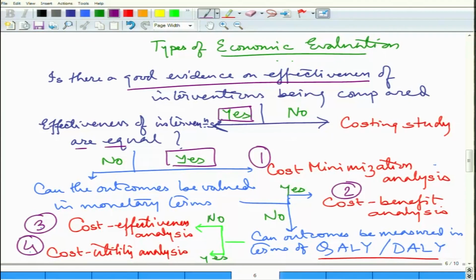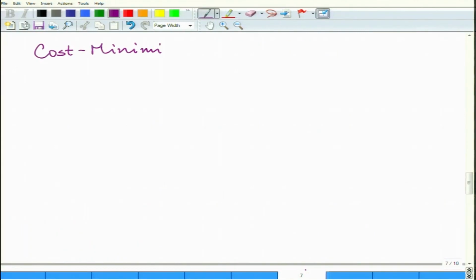That means our effectiveness of interventions are equal. So which primarily says that over here my objective is not output maximization, my objective is basically cost minimization, and that is why it is known as cost minimizing analysis.